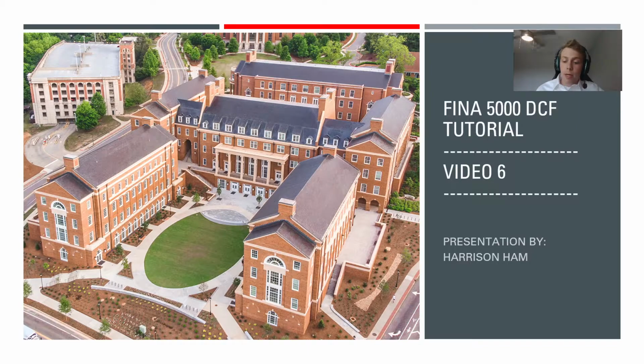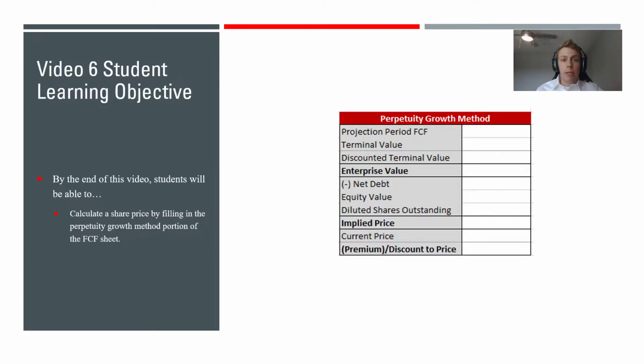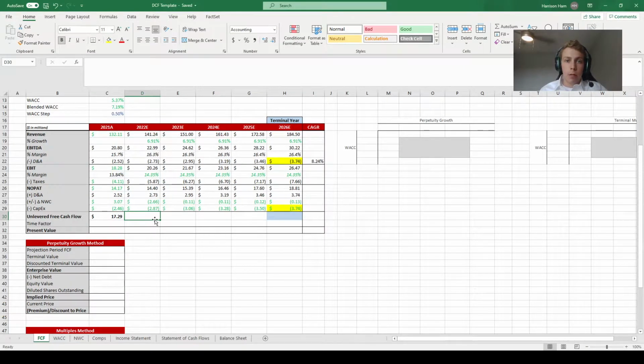My name is Harrison Ham, and in this video, we're finally going to calculate an implied share price for our company. And we're going to do that by filling out the perpetuity growth method portion of the spreadsheet. To go into a little more detail about what we're going to do, we're going to calculate the unlevered free cash flow in each of the future periods. Then we're going to discount those back to today's terms using a time factor and our blended weighted average cost of capital. Then we're going to use the perpetuity growth method to calculate a terminal value, which we will then use to get our enterprise value. Then finally, we're going to take that enterprise value and use it to calculate our implied share price.